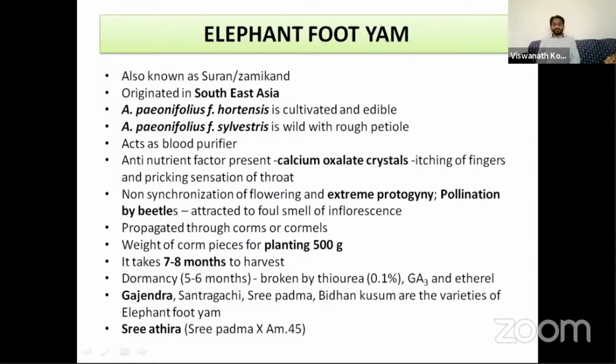Though there are different varieties of elephant foot yam, Gajendra is the most popular variety, and it is being grown over a larger area. So Gajendra is a variety of elephant foot yam. That is the important question. Sree Athira, a hybrid, was developed in elephant foot yam, but it was not that popular when compared to Gajendra.